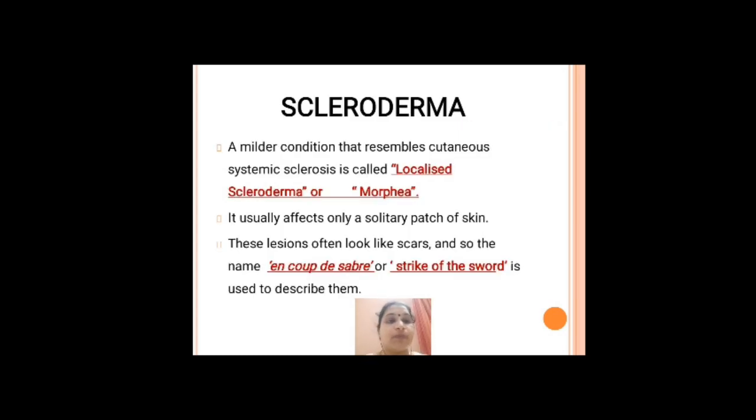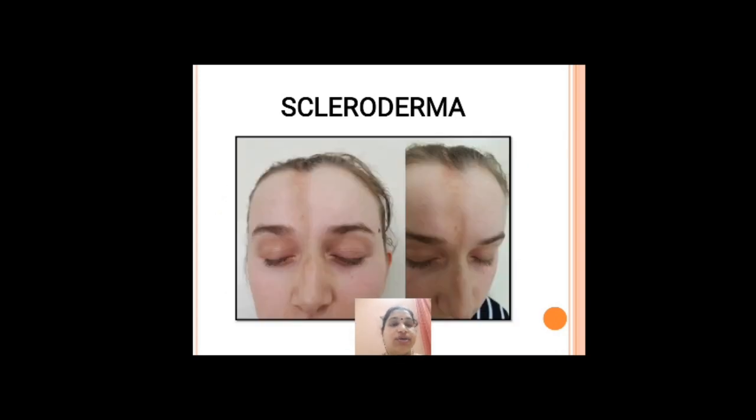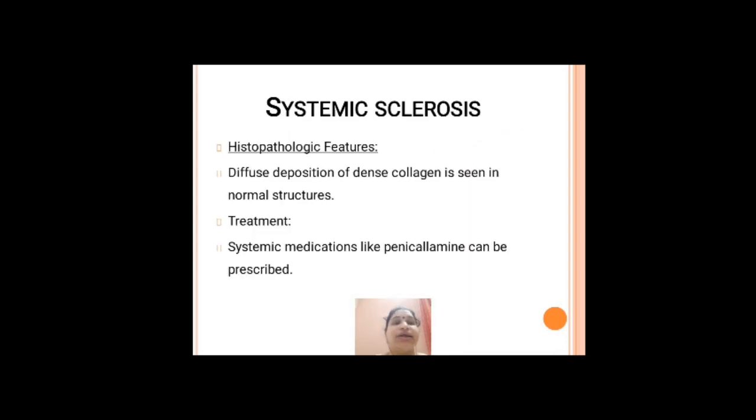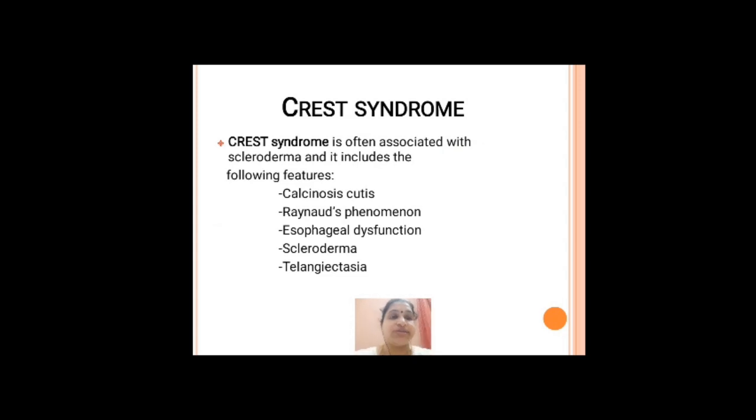And there is one localized form of systemic sclerosis called localized scleroderma or morphea. It affects only a solitary patch of skin, and so it is also called coup de sabre or strike of the sword appearance. If you see here, on the forehead alone, one area is affected. Here also at the forehead, strike of the sword or coup de sabre appearance. Histologically, there will be deposition of dense collagen.